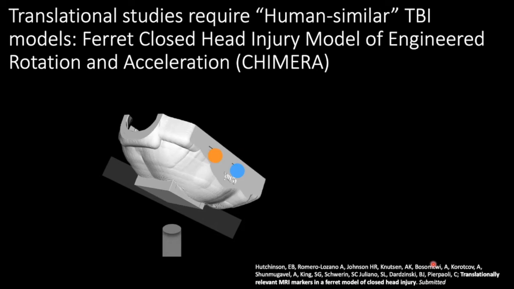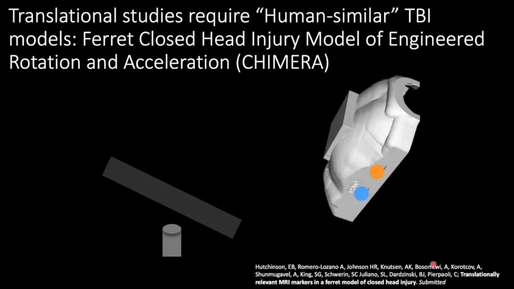And so, a closed head injury model of engineered rotational acceleration. This was developed by Cheryl Wellington and her lab and Peter Krypton, and they have adapted it to ferret for us. The basic idea is a piston hits a helmet-like interface. It doesn't protect the head, it just makes you not damage the skull. And then the head is accelerated forward, and we have a strap that pulls it back.